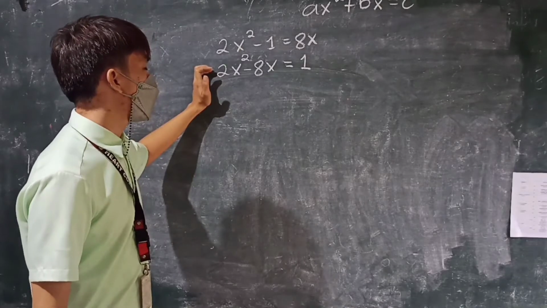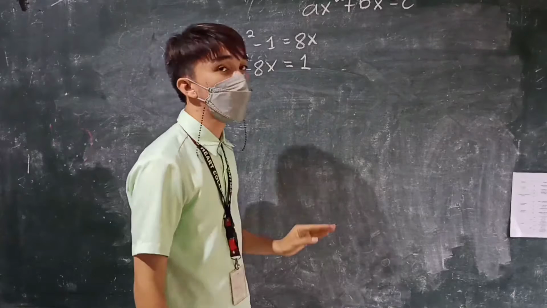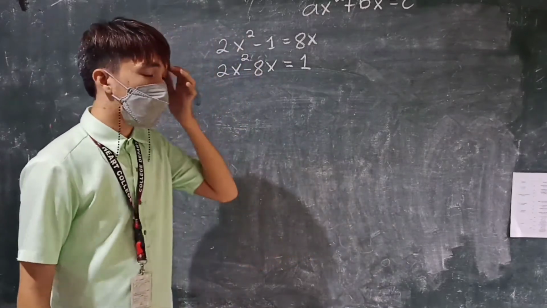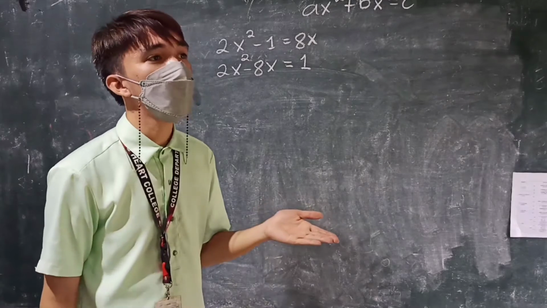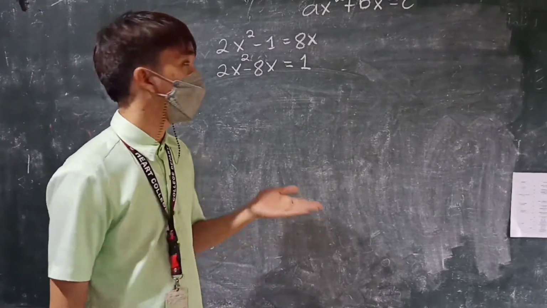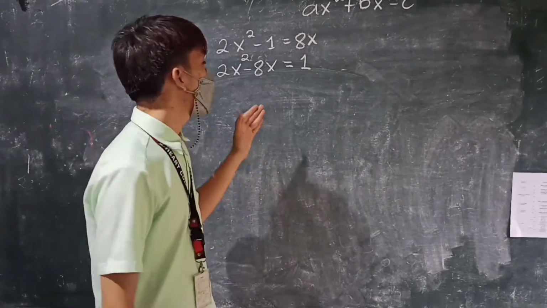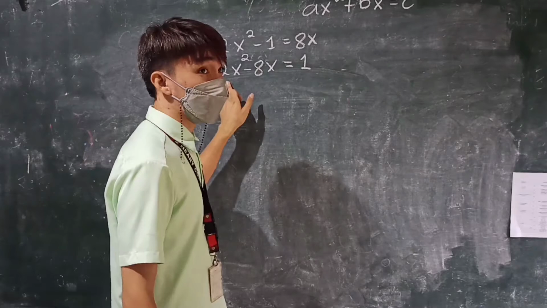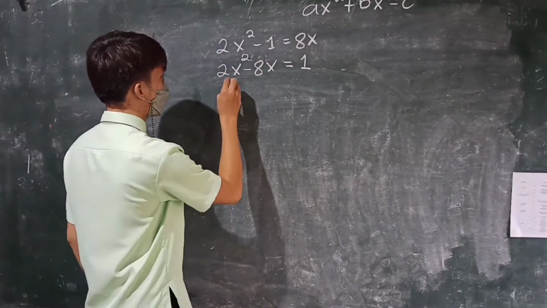we are going to divide all of the terms by 2, both sides of the equation, so that later on, when we are going to factor the perfect square trinomial, it will be easier if x squared, or the quadratic term, doesn't have a numerical coefficient other than 1. So let's divide.